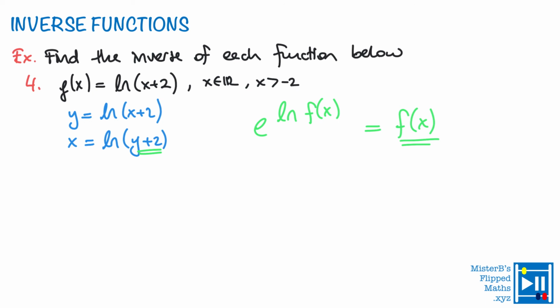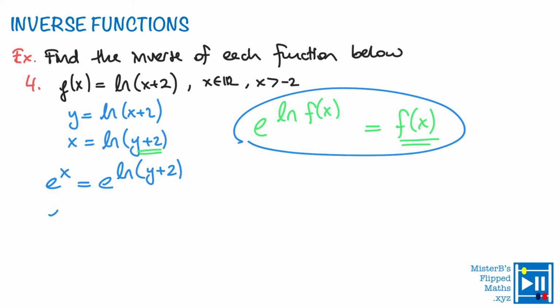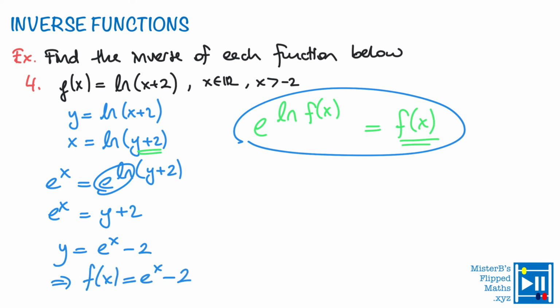So next step will be that I'm going to write the left hand side and right hand side as a power of e. So it's going to be e to the power of x is equal to e to the power of natural logarithm (y plus 2). At this point, I'm going to use the rule and say e to the x equals y plus 2, because these sort of cancel each other out because they are inverse to each other. And after that, it's easy to leave y alone. It's going to be y equals e to the power of x minus 2, and that's my inverse function.